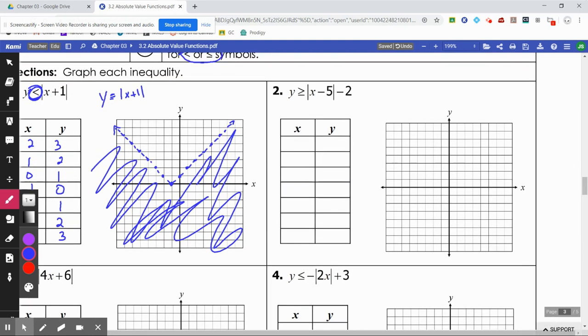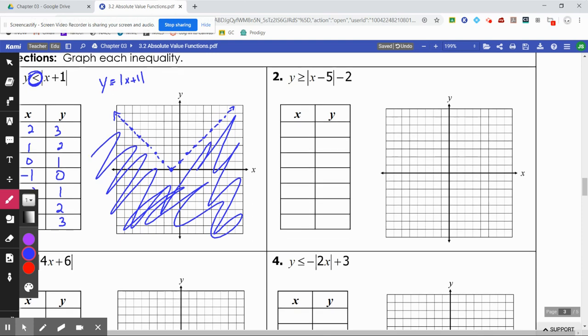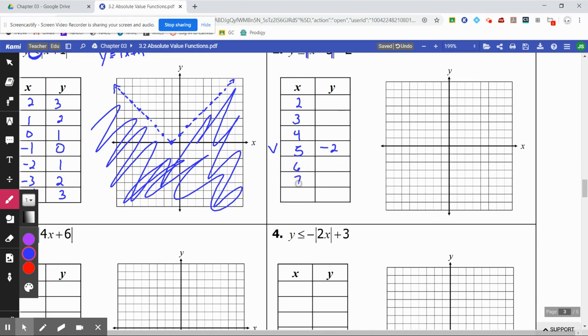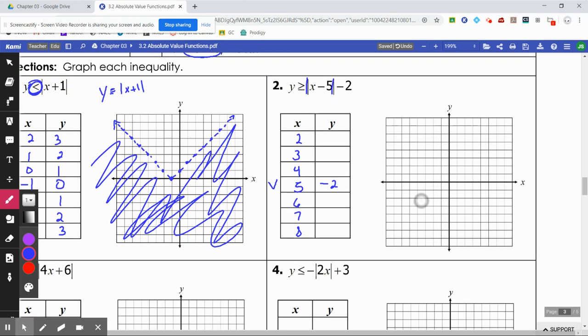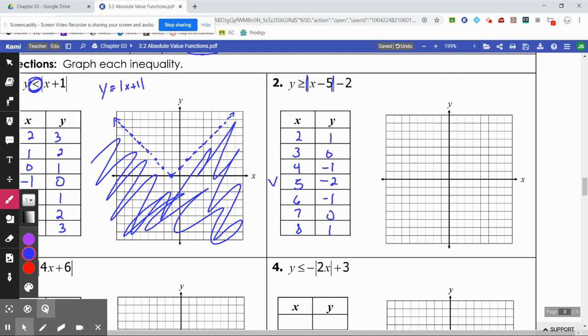Next one, set the stuff inside of the absolute value equal to 0 and solve it. That would give you a 5, is where your vertex is going to be located. I put that in the middle. Once you plug in 5, we're going to subtract 5 and take the absolute value, and then subtract 2, we'll get -2. Pick some values on each side, 4, 3, 2, 6, 7, and 8. Plug those values in as well, and here's what you'll get.